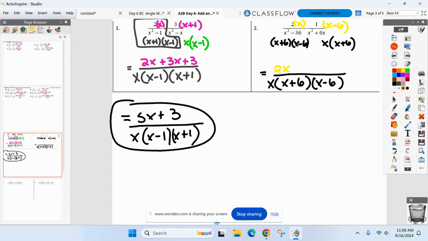I didn't have to worry about it over here because I was adding the two fractions. What am I doing over here now? Subtracting them. So you're not distributing a positive one. That negative sign's got to be carried with it. You're distributing a negative one. Watch out for subtraction.